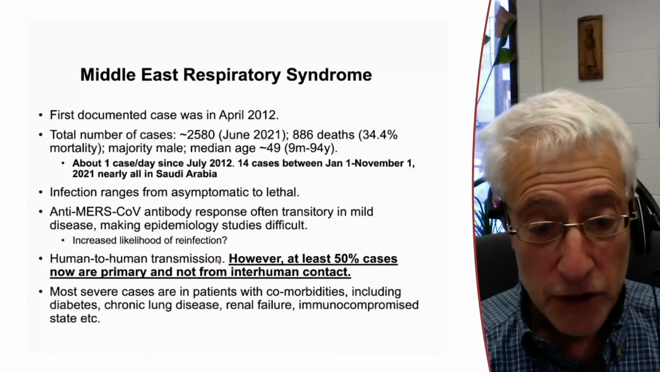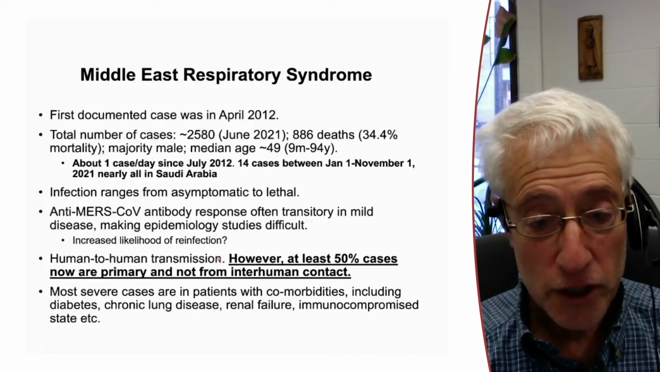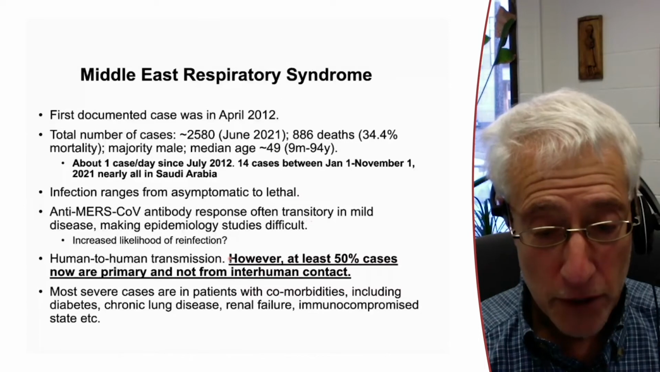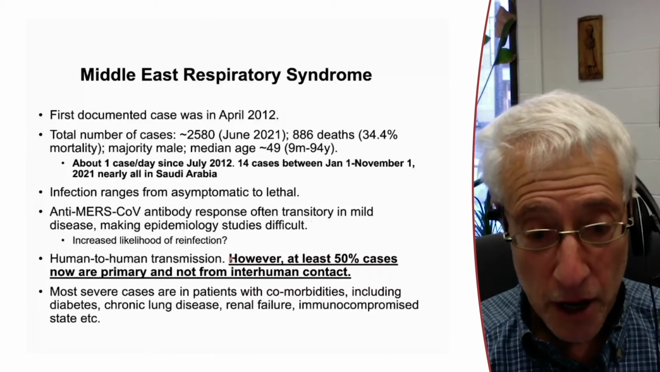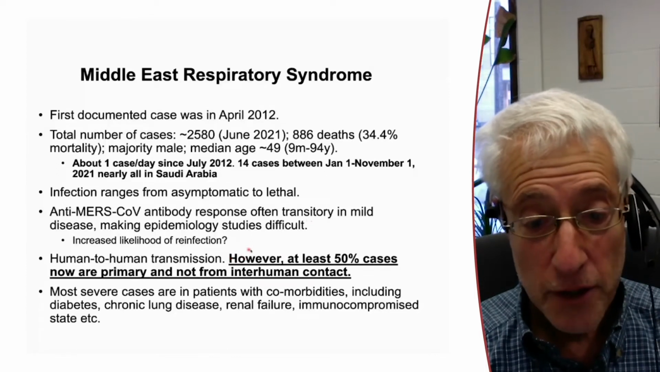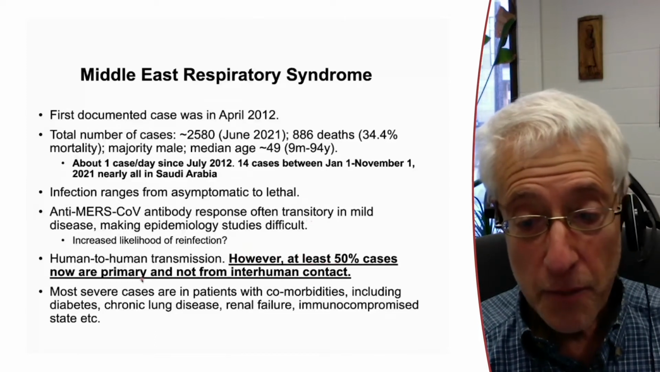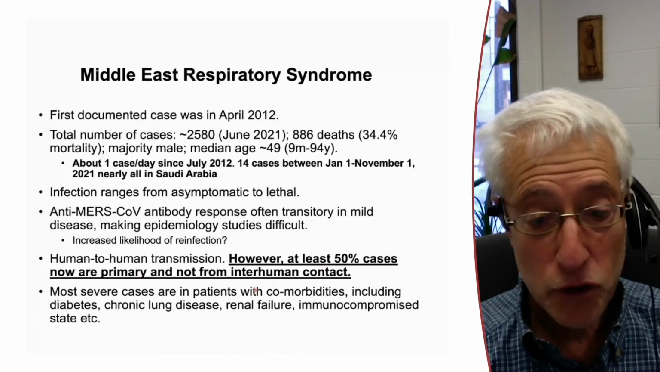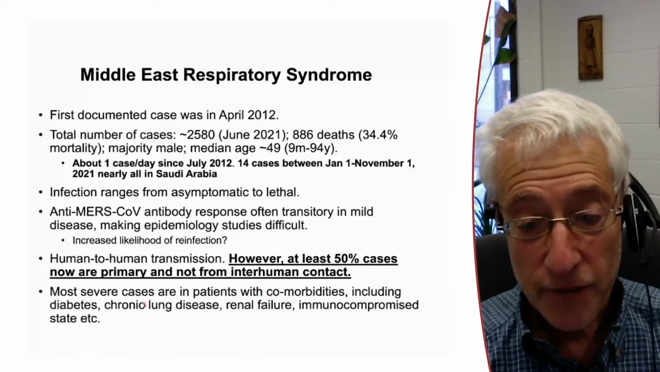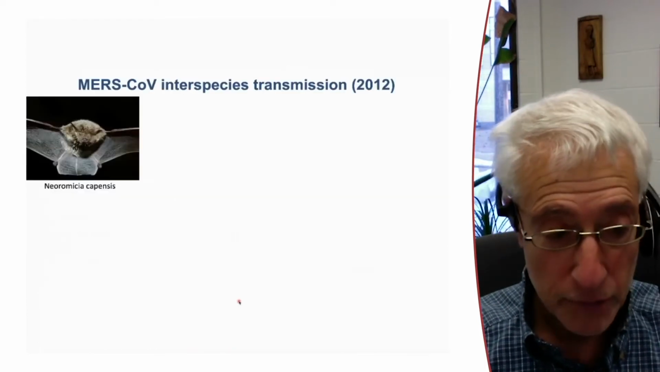And at this point, there's very limited human-to-human transmission. When this was really in the news in 2012, 13 and 14, it was because transmission was occurring in the hospital. People were not being careful in using appropriate infection control procedures. And in addition, the way this virus and SARS spread was during procedures like intubation and suctioning, when the virus was aerosolized from the lungs. And at this point, about 50% of cases actually are primary, so not from interhuman contact. And just like with SARS-CoV-2 and probably with SARS, the people who get worse disease have comorbidities, including diabetes, chronic lung disease, renal failure, or an immunocompromised state.